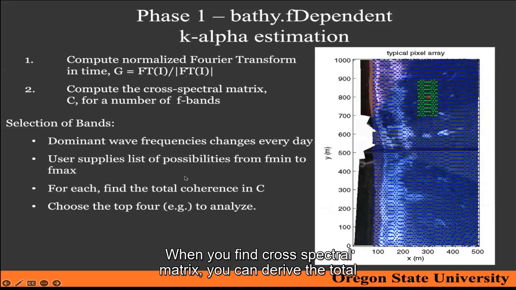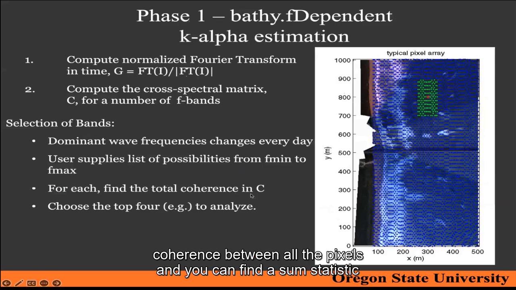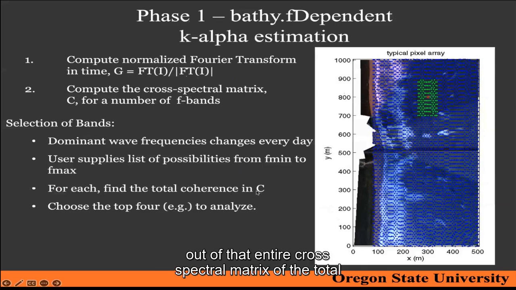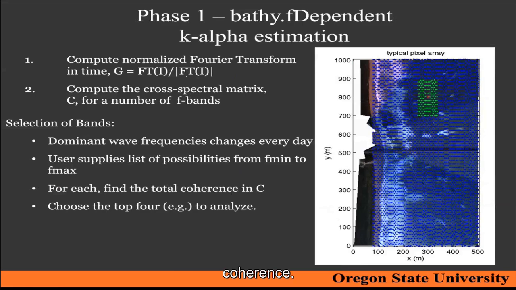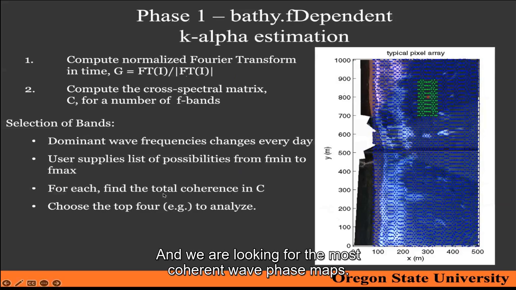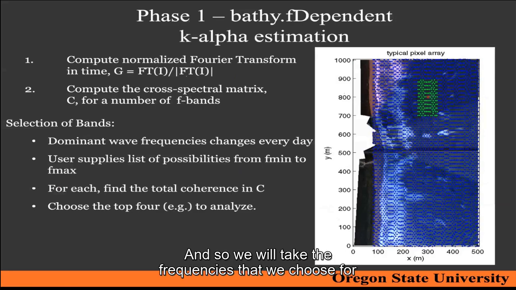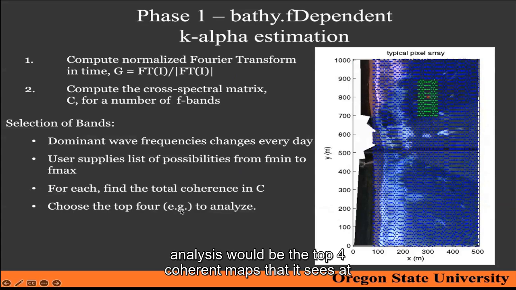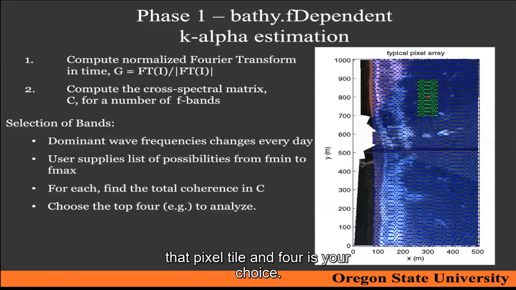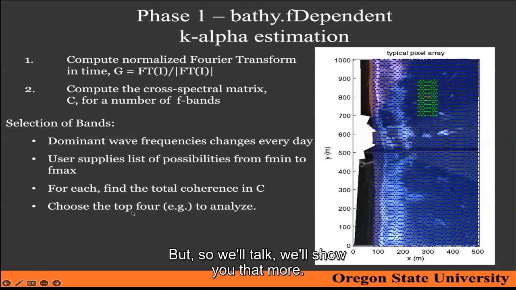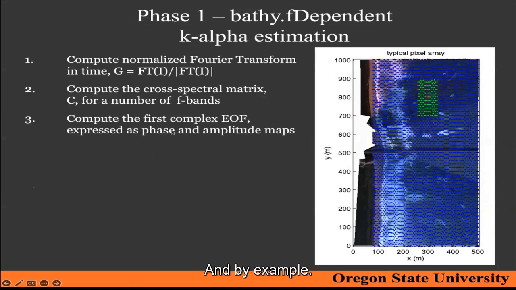For each, when you find the cross-spectral matrix, you can derive the total coherence between all the pixels. And you can find a summary statistic out of that entire cross-spectral matrix of the total coherence. And we are looking for the most coherent wave phase maps. And so the frequencies that we choose for analysis would be the top 4 coherent maps that it sees at that pixel tile. And 4 is your choice. But we'll show you that more by example.